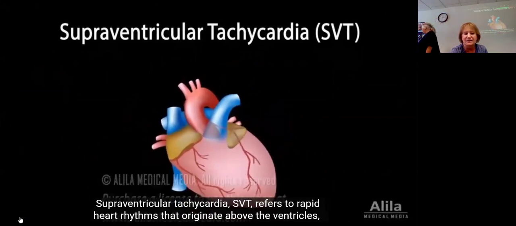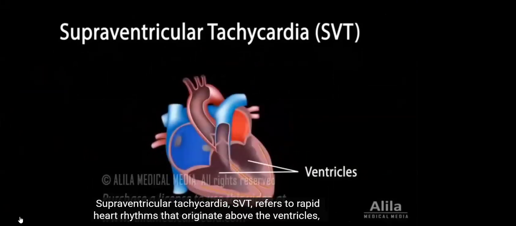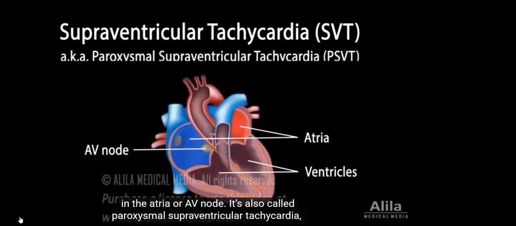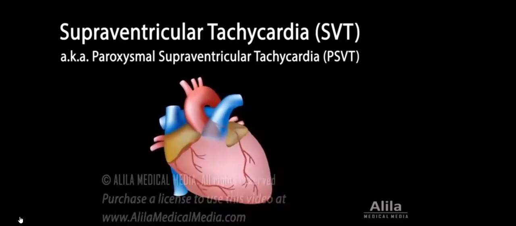SVT refers to rapid heart rhythms that originate above the ventricles in the atria or AV node. It's also called paroxysmal supraventricular tachycardia for its episodic nature. The rhythms come suddenly and go spontaneously.